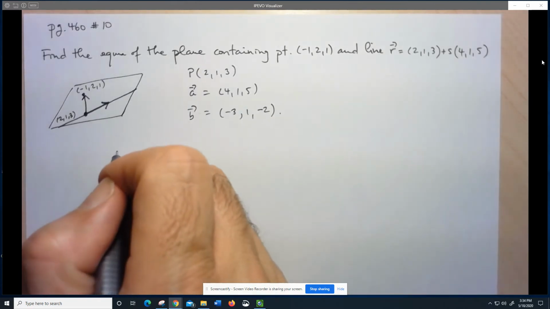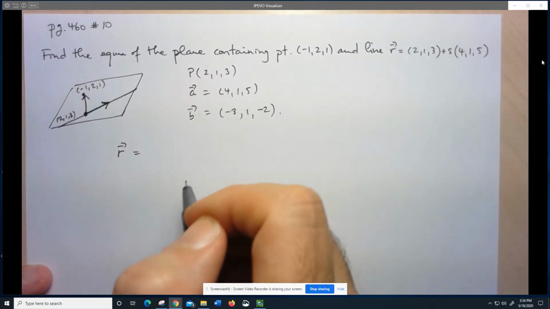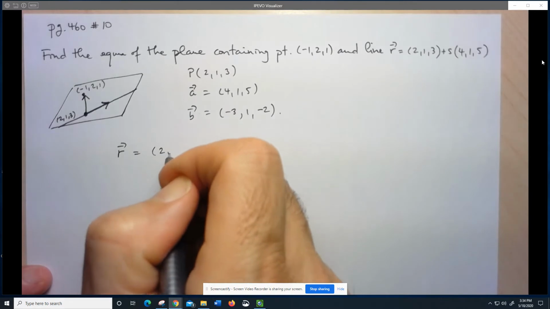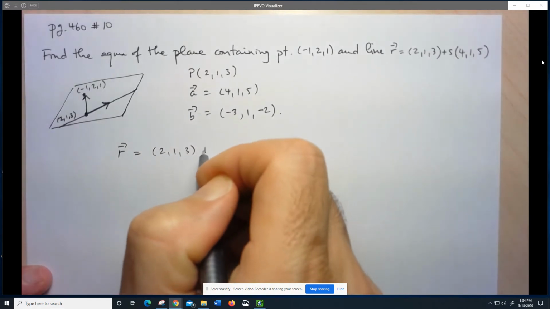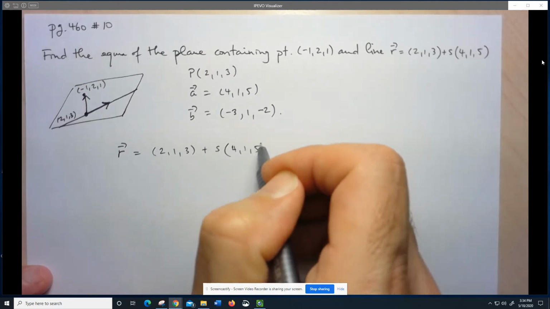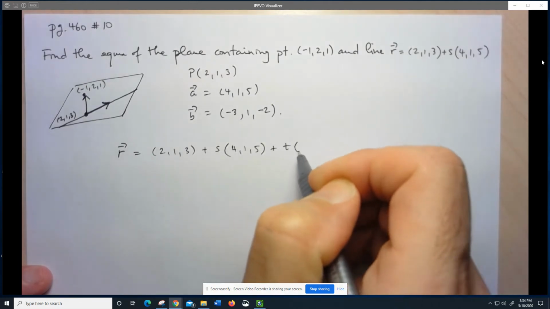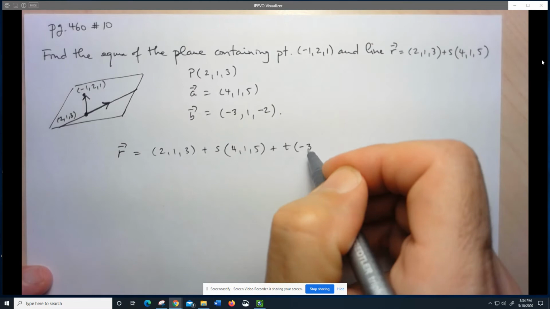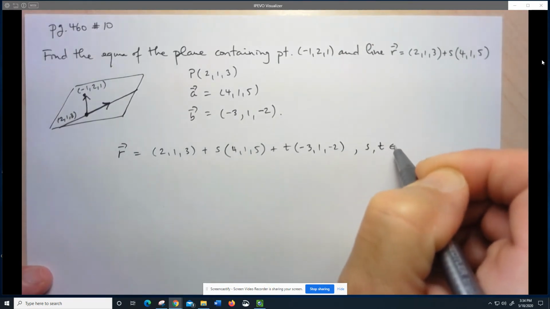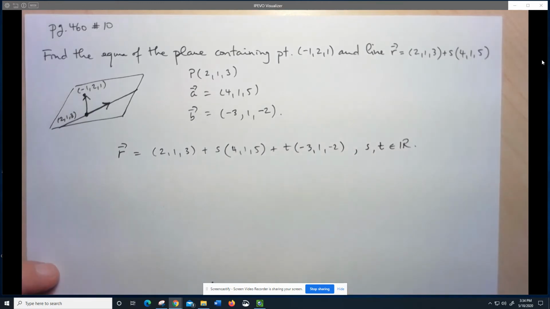So now we have enough information to write the vector equation of this plane. The vector to the point (2, 1, 3), plus some parameter s times my first direction vector (4, 1, 5), plus another parameter t times my second direction vector (-3, 1, -2). And here s and t can take on any real values.